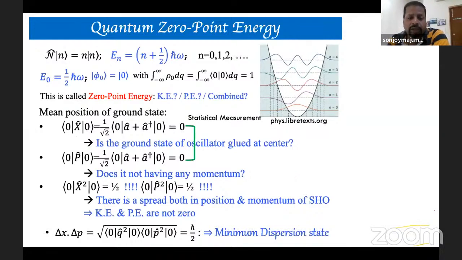Let me stop here because it's going beyond the time, and try to address some questions and answers. From here onward, understanding the minimum uncertainty state or minimum dispersion state, we'll try to develop the quantization of light. Thank you.